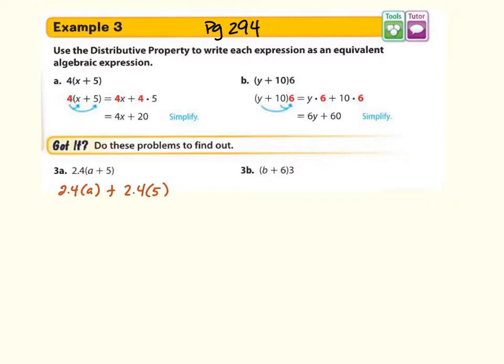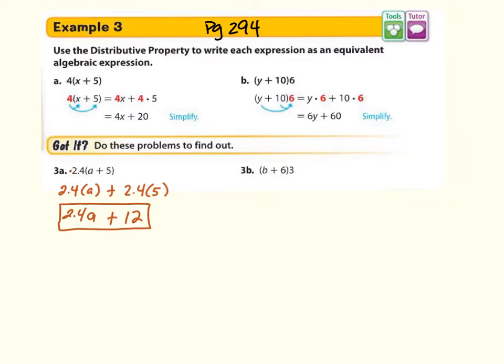So 2.4 times a, those are being multiplied together. This is how it looks when you multiply them together: 2.4a. You can't actually solve it because you don't know what a is, so you just leave it as 2.4a. And then 2.4 times 5 becomes 12. You can't add these together because you cannot add a number with a letter to a number without a letter. So this is actually our answer, which is just a simplified version of our original expression.